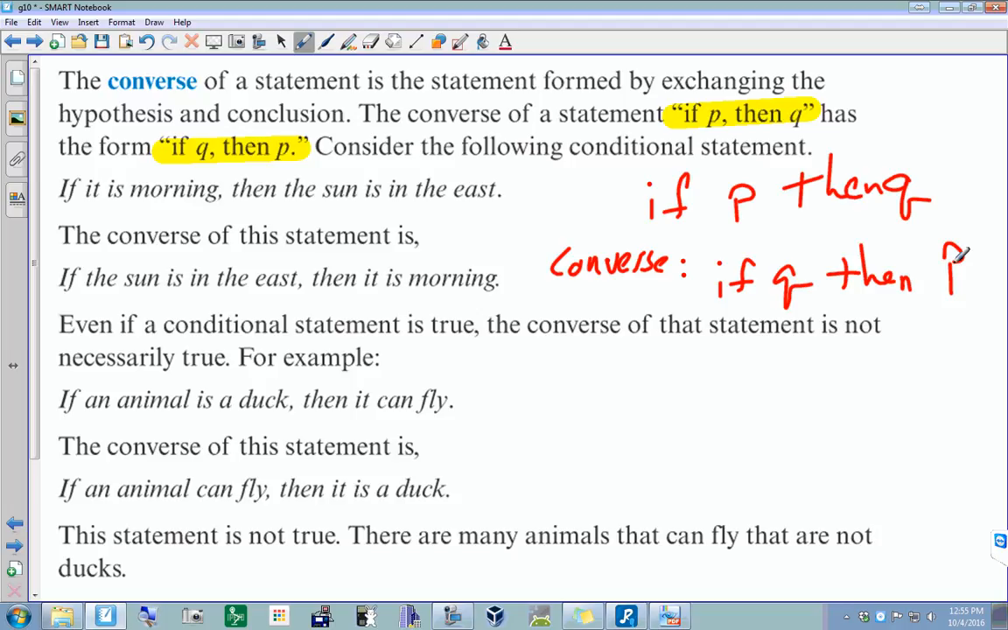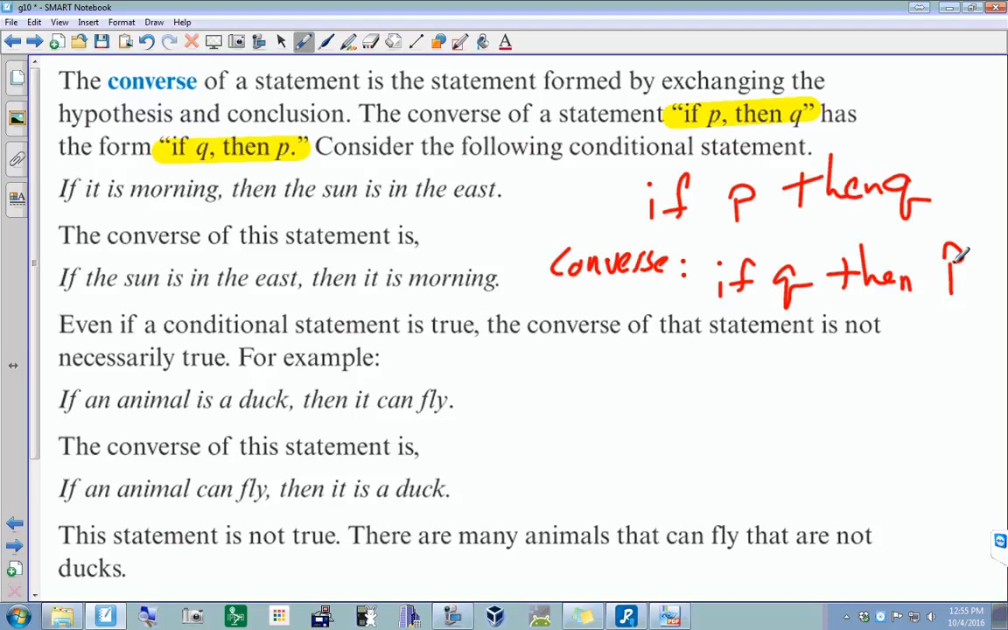Now, the converse of that: if an animal can fly, then it's a duck. Is this true? That's false, because there are other animals that can fly. Okay? Now, these are the things you've got to keep in mind for yourself when you're talking about the converse. Does it spin around?